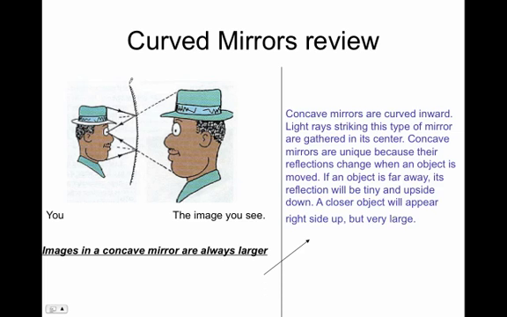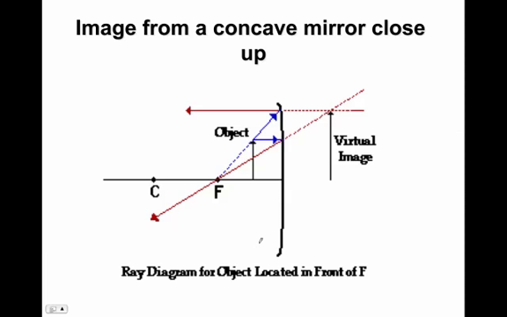Here's a concave mirror, and here's the real image. Here's what he would see in the mirror. Okay, notice how much bigger the image is, right side up and magnified. So concaves are curved inward. Light rays strike and they make the image larger.